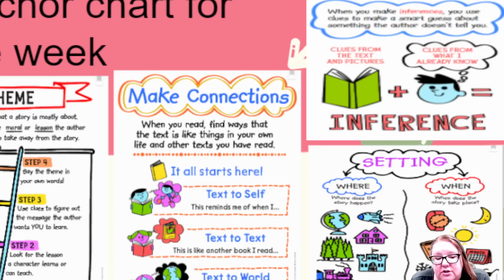is it morning, is it night? Those kind of questions you can ask your students, like, where is this? They can say in the woods, and then when is this story taking place? If they say the morning, night, they can check those clues with the setting.